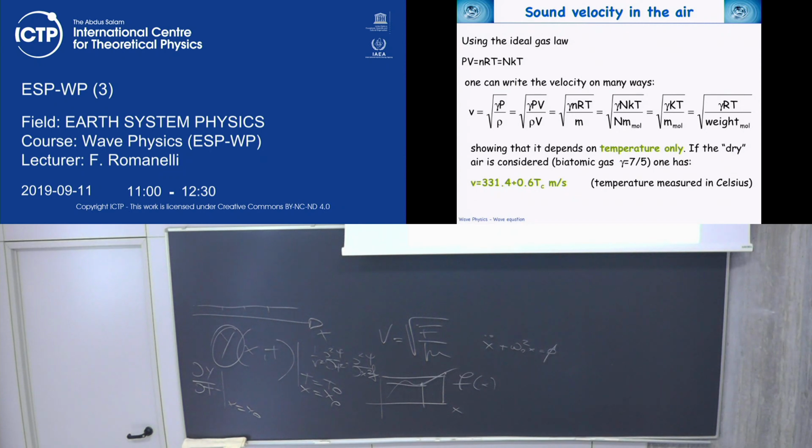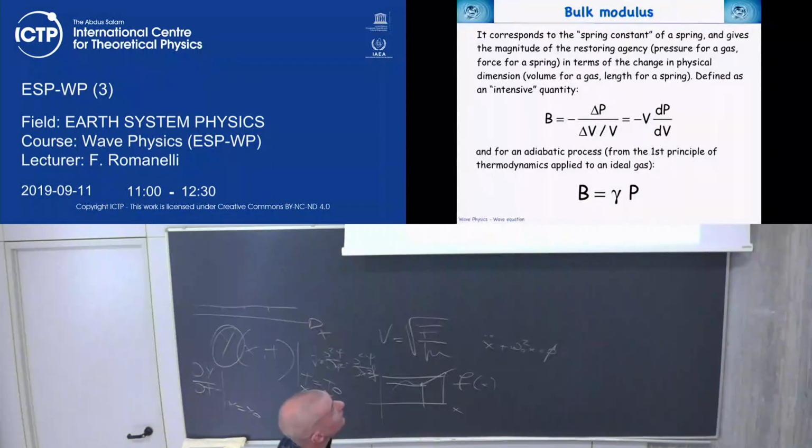Do you think it's fast? Well, it's not that fast if you compare that with sound in solids. It's not that fast if you compare that with sound in water. Actually, we will see that there is another way to write that sound speed. And I don't remember if I put it here. Yes, final slide for today.